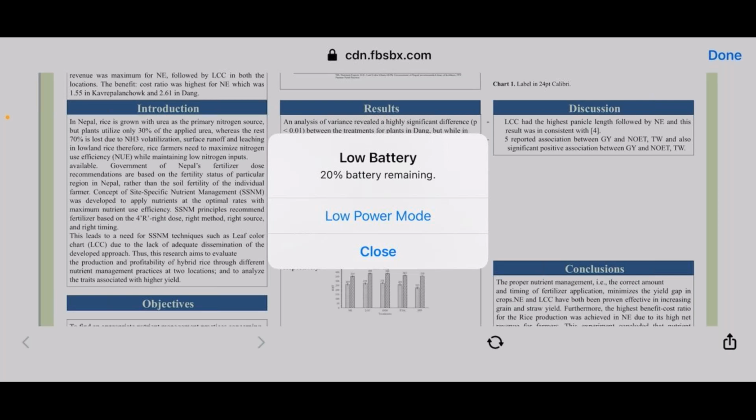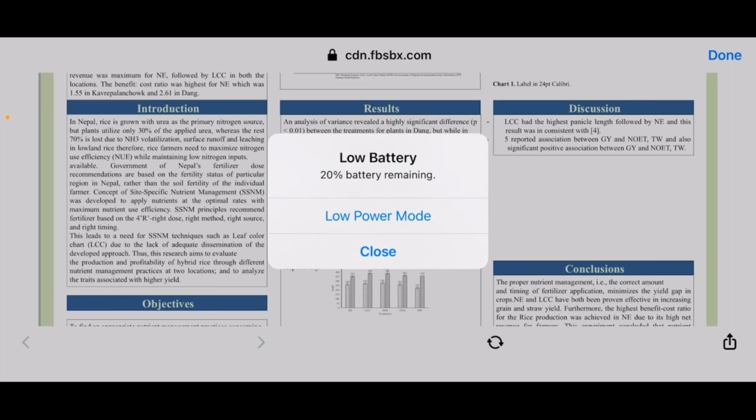While at Dang, maximum plant height was observed in nutrient export, that is 99.89 centimeter, followed by Government of Nepal, that is 98.41 centimeter, and minimum plant height was observed in farmer field practice. For the number of effective tillers, a significant difference was found for the number of effective tillers per meter square at Kavre, while it was not significant at Dang.